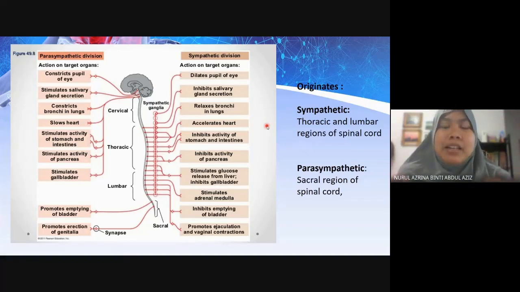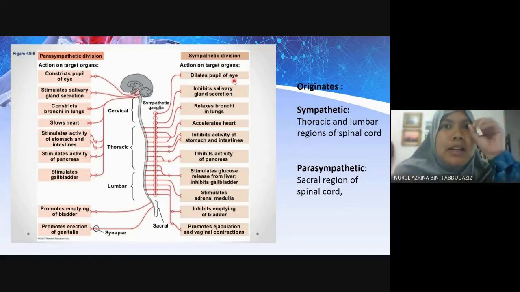Right? So remember, apa jadi dekat neuron, dia akan synapse kepada kita punya cardiac muscle, smooth muscle and glands, alright? And then it will release noradrenaline at the end of the synapse and it will trigger these things to happen. Contoh, 1, dilates your pupil.